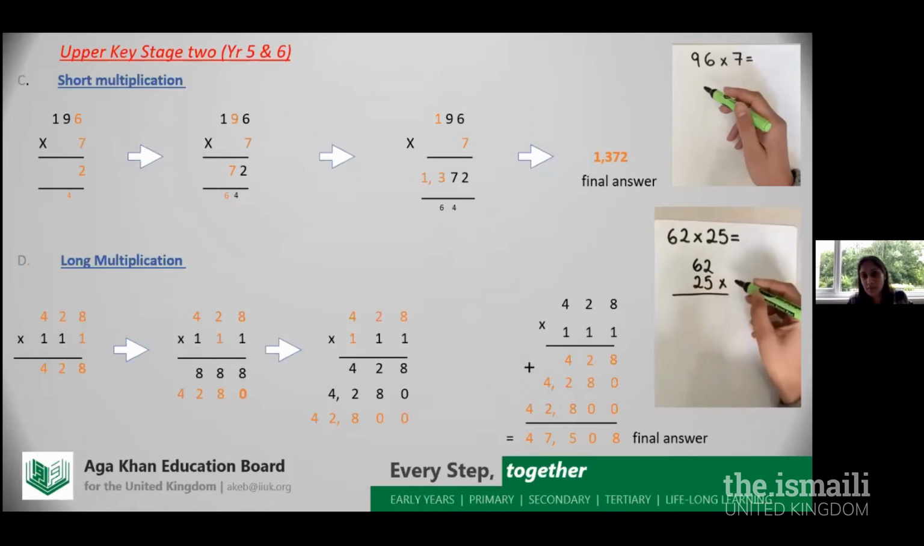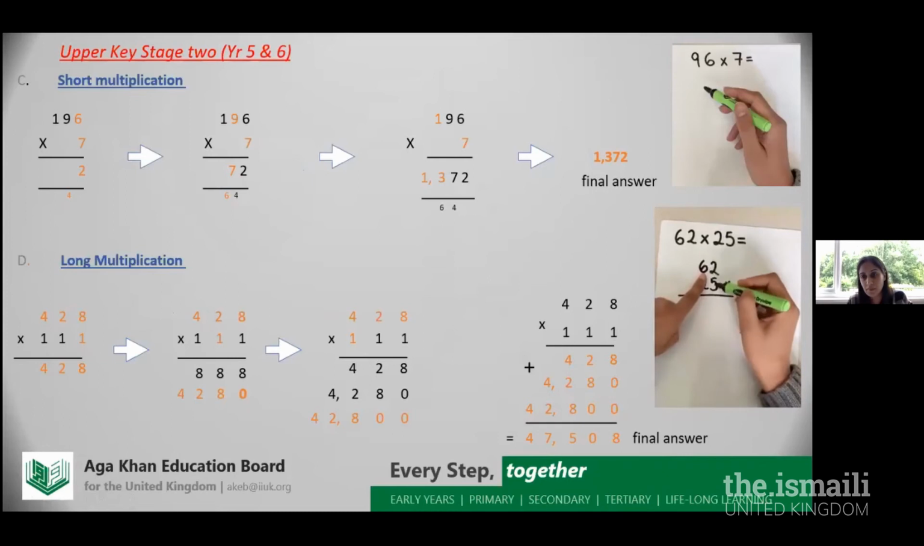So the first step is to use the short multiplication method. If we can imagine the 2 isn't there, I'm going to multiply 62 by 5. In brackets, I will write what we are doing. So 62 multiplied by 5.